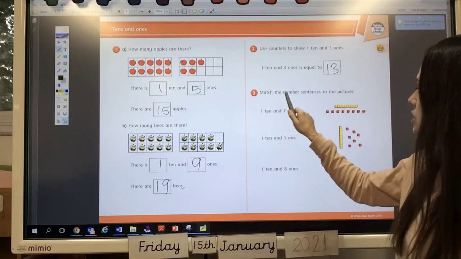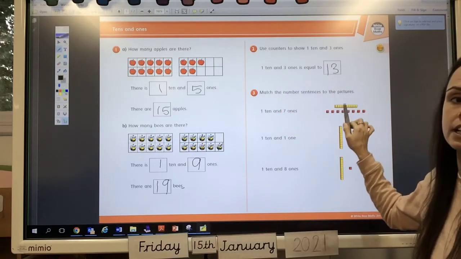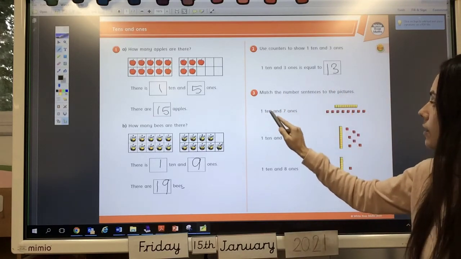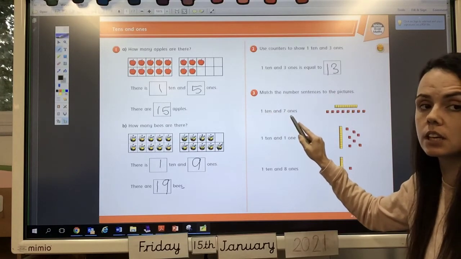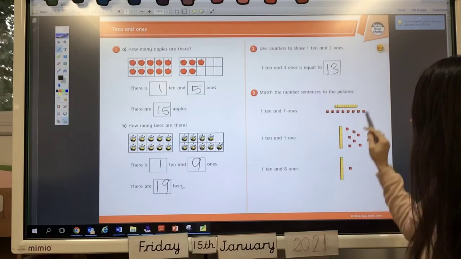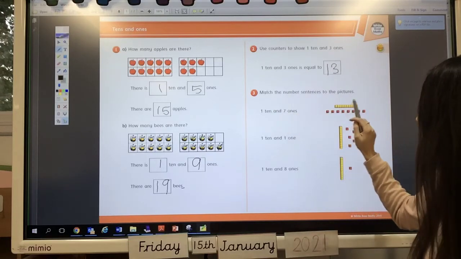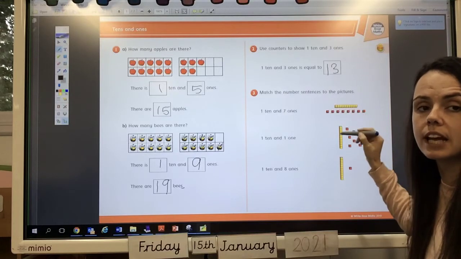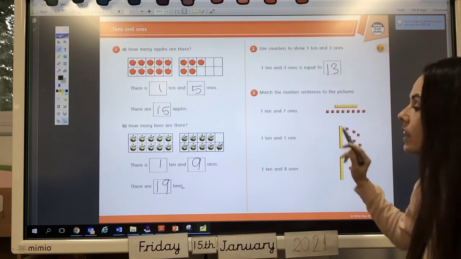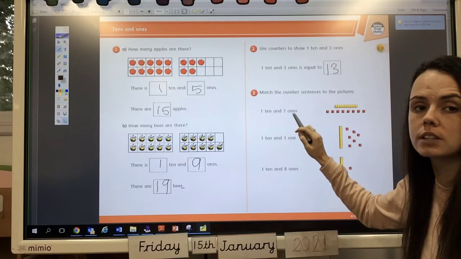Now, match the number sentences to the pictures. So our first number sentence says 1 ten and 7 ones. Now, 1 ten. Which one has 1 ten? They all have 1 ten. So there's 1 ten there, 1 ten there, 1 ten there. Which one has 7 ones?